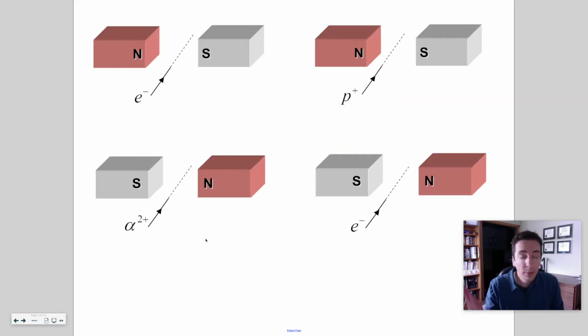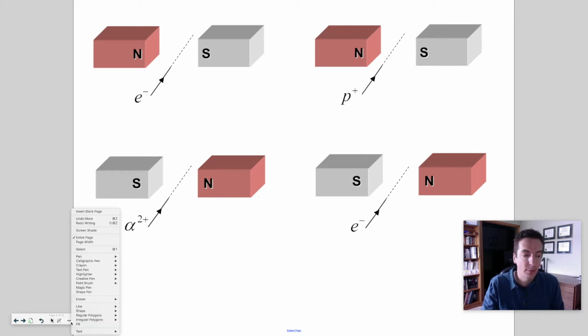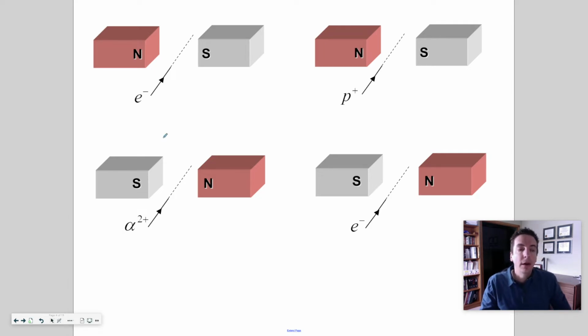Okay, so we'll do a bunch of examples here. For the first one, we decide, okay, well, we've got to use our left hand because it is a negatively charged particle. So I'm going to get a pen here so I can draw. You've got a negatively charged particle, so use your left hand. For the first one, the magnetic field would be away from the north and toward the south.